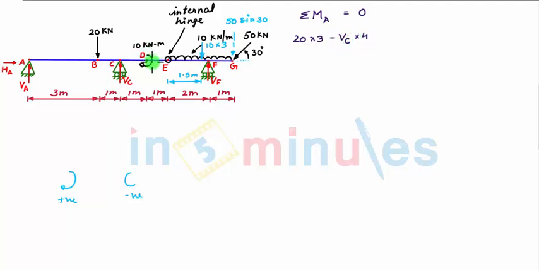Next we have a clockwise moment at point E whose magnitude is 10 kN meter. So plus 10. Next we have a clockwise moment caused due to this UDL of intensity 10 kN per meter acting for a span of 3 meter. So we can assume a point load of magnitude 10 into 3, which is acting at a distance of 1.5 meter from point E. So it will be equal to 7.5 meter from point A. So we have plus 10 into 3 into 7.5.